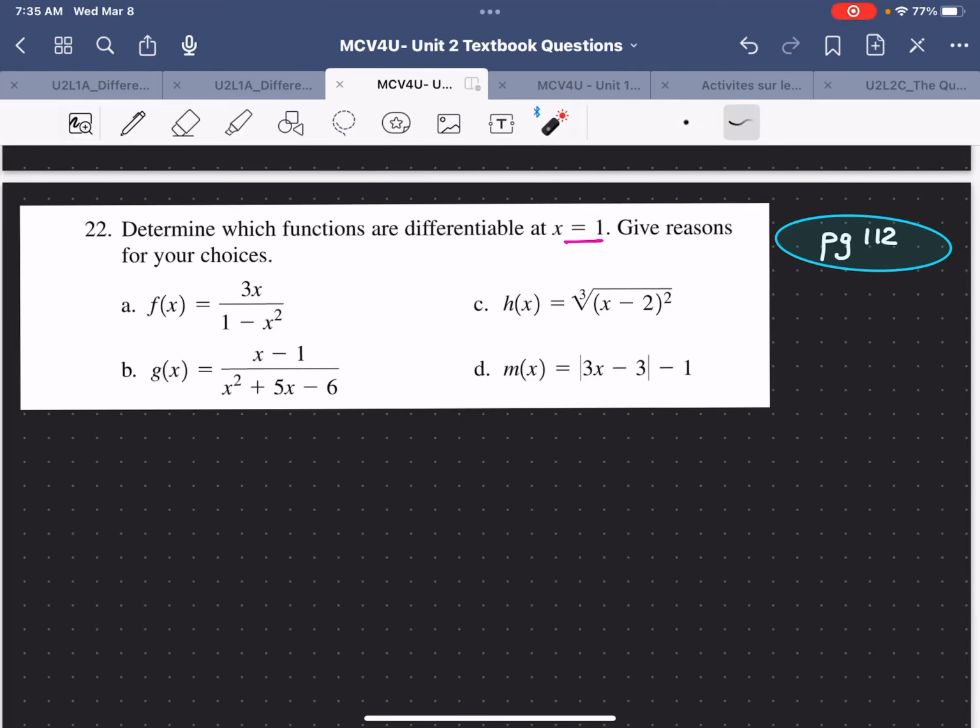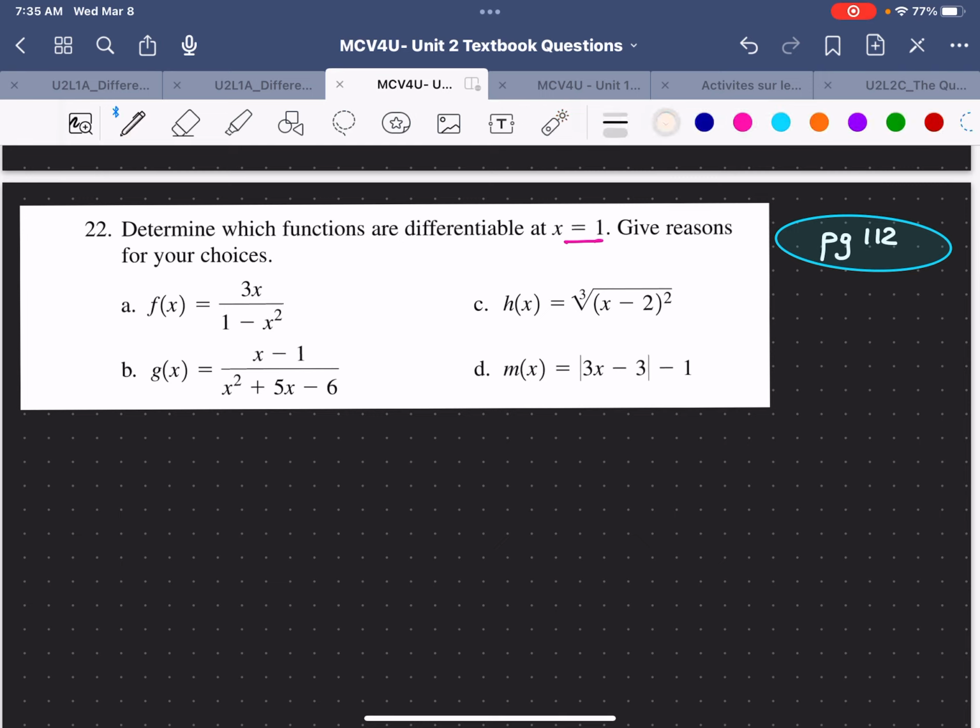We are discussing differentiability in various functions, and we're down to question number 22, page 112, and this time we'll continue with question C. In this question, we have to determine whether or not the function is differentiable at x equals 1, and we'll look at both algebraic and graphical solutions.